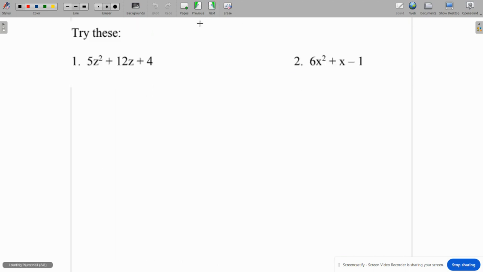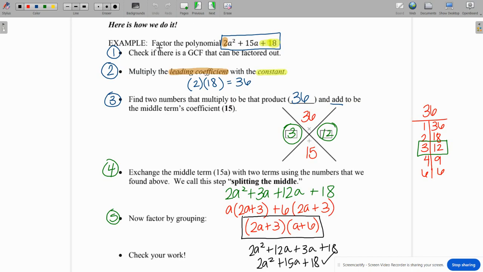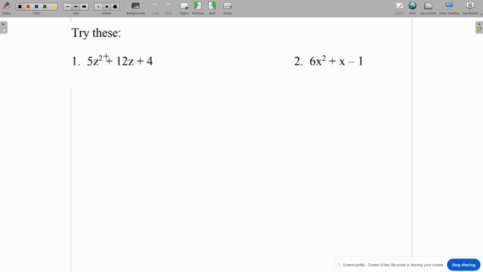So I'll do a couple more examples, and then hopefully you'll feel pretty confident in this. 5z squared plus 12z plus 4. Again, the first step is to look for a GCF. In this case, I don't see a GCF, so we're going to go on to step number 2. Step number 2 was to multiply your leading coefficient times your constant. So 5 times 4 is positive 20. We want numbers that multiply to be 20, but add to be our middle term, which is a positive 12.